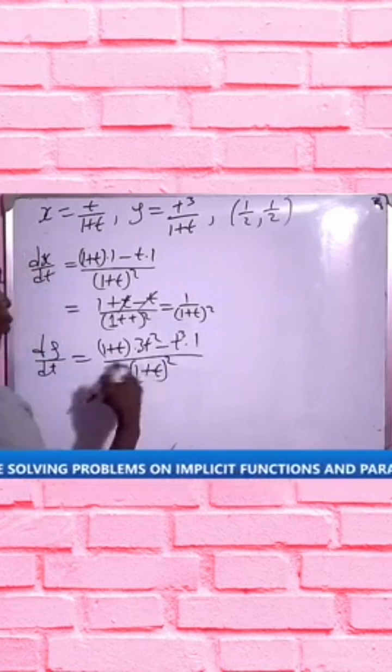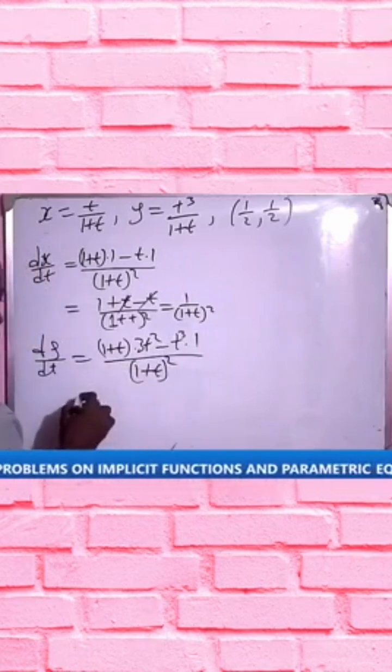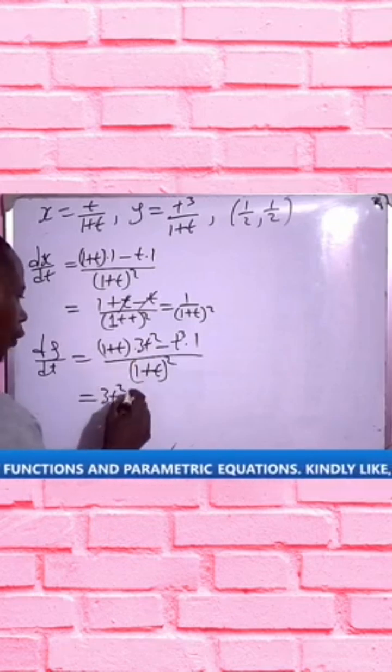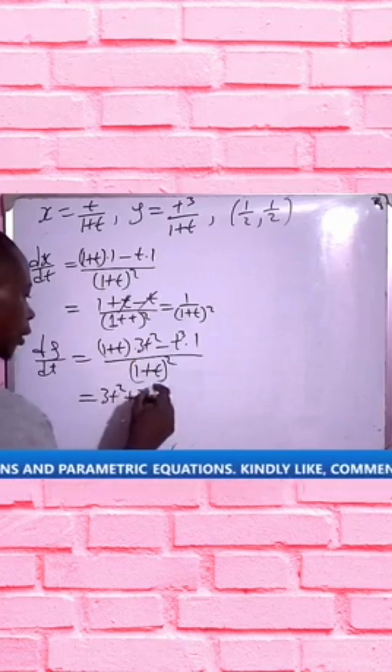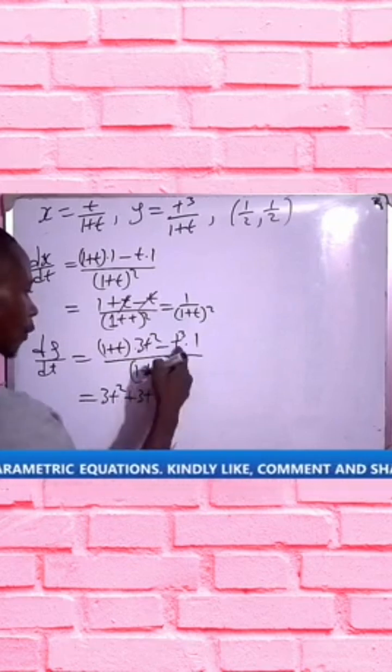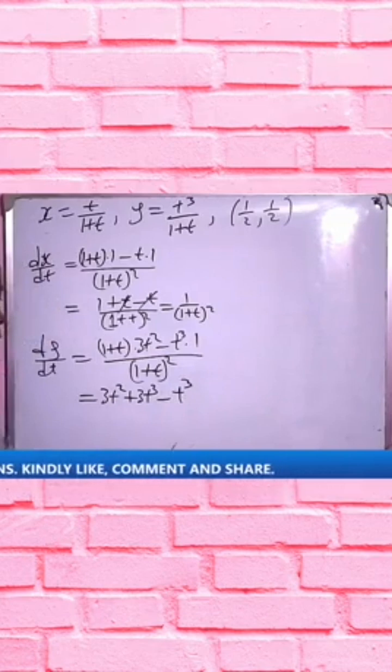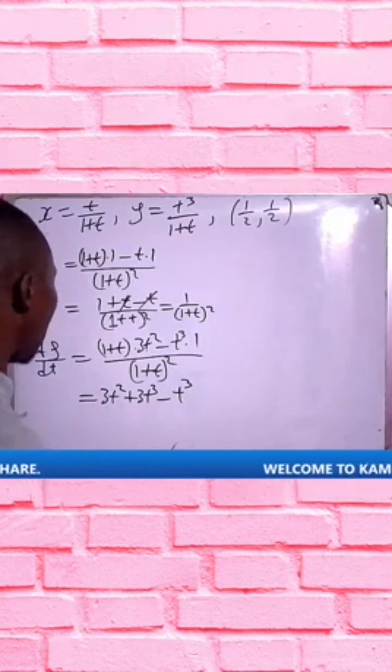So when you open this bracket now, you will have the same thing. This time, this will give us 3t square. This time, this will give us plus 3t cube. Then minus t cube. So now, looking at this, is there anything that we are missing here? No, we are not missing anything whatsoever.